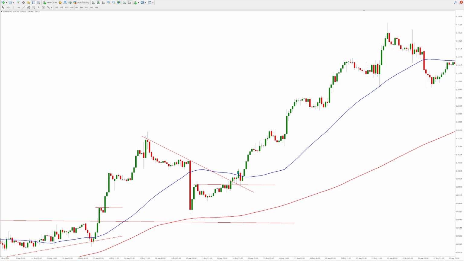Got a three inside up candlestick pattern as well. Okay. Support there. As I said, this is a 1 hour chart. If you went to like a 5-minute chart, you'd probably see this is a lot more relevant, this level of resistance here. Same with this one.